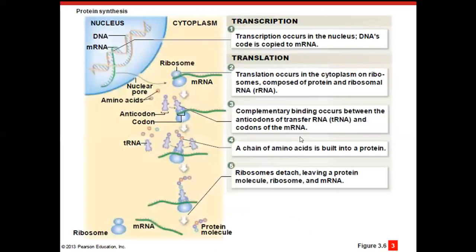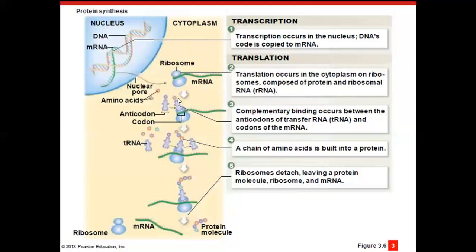So here it is in figure form. 1, transcription occurs in the DNA. DNA is copied to mRNA. So you're creating this mRNA strand that gets sent out of a nuclear pore and into the cytosol. So this pink or peach area is the cytosol. Ribosomes, basically, is where translation occurs. And translation is the process of converting an mRNA sequence to a functioning protein. Translation occurs in the cytoplasm on ribosomes composed of proteins and ribosomal RNA.